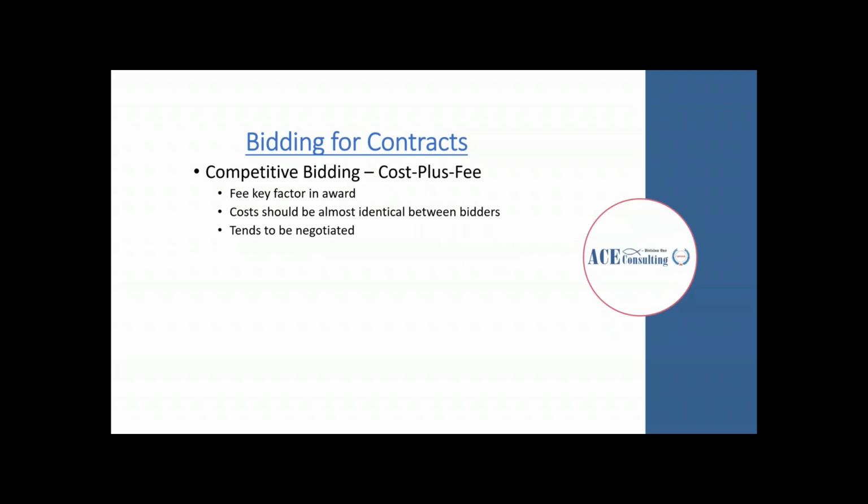Competitive bidding for a cost plus fee contract, it's the fee that is often the key factor in the job. Similar to a unit price project, the cost of the project is usually similar across the board, and it's the fee that is what separates one bidder from the next. Oftentimes, the fee that bidders present can be negotiated upon.